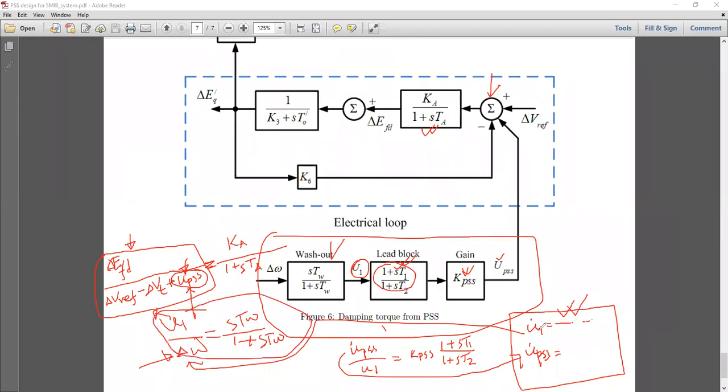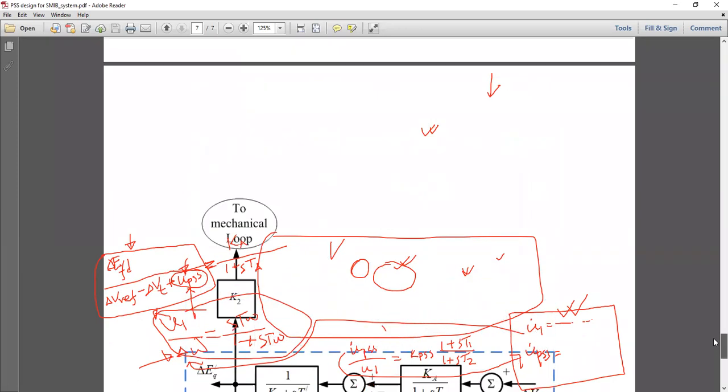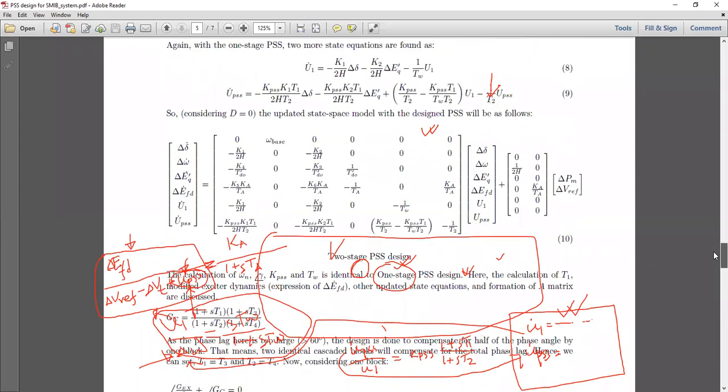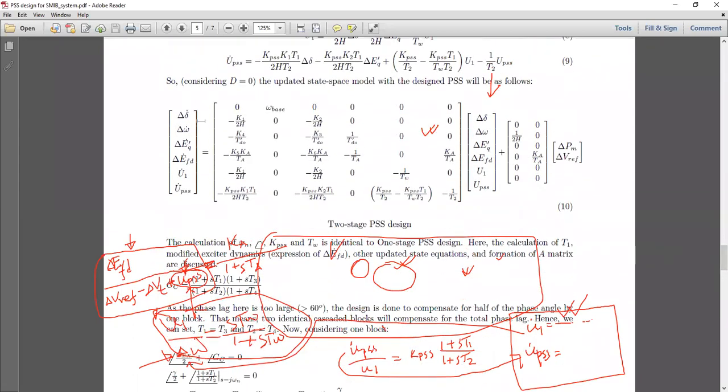So these are the two equations that you will ultimately obtain, two new state equations. And of course, you have to add these UPSS terms here. So the modified A matrix would be like this, for a one-stage UPSS design. You clearly see that you have two additional state variables. So the dimension of the A matrix now becomes 6 by 6. Previously it was 4 by 4.